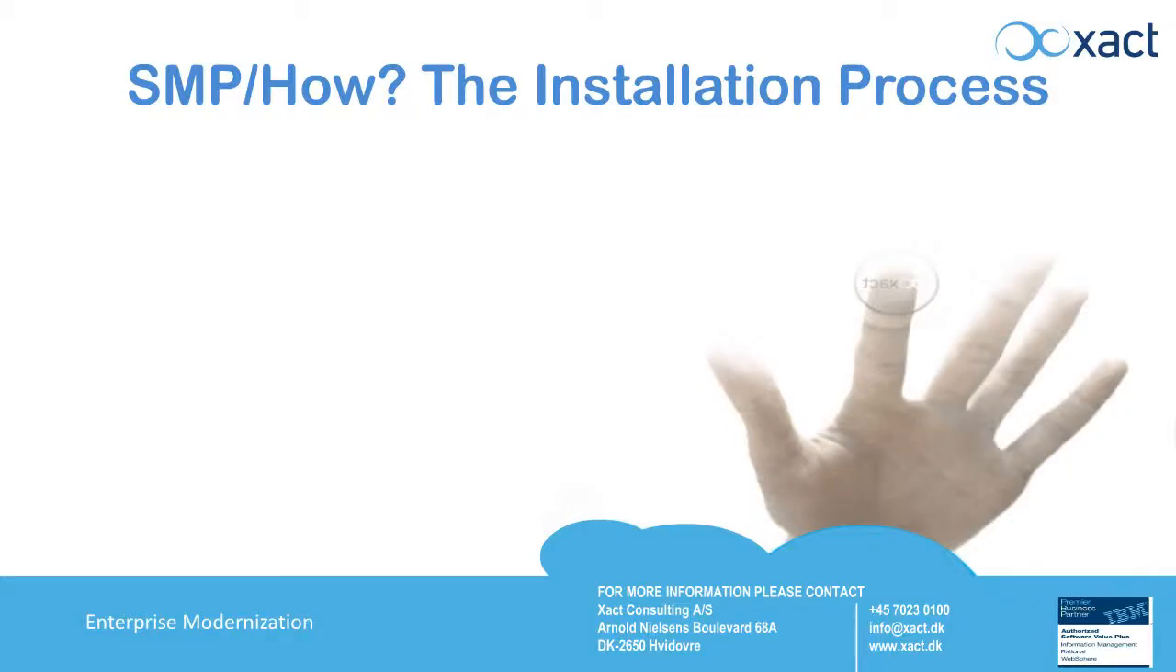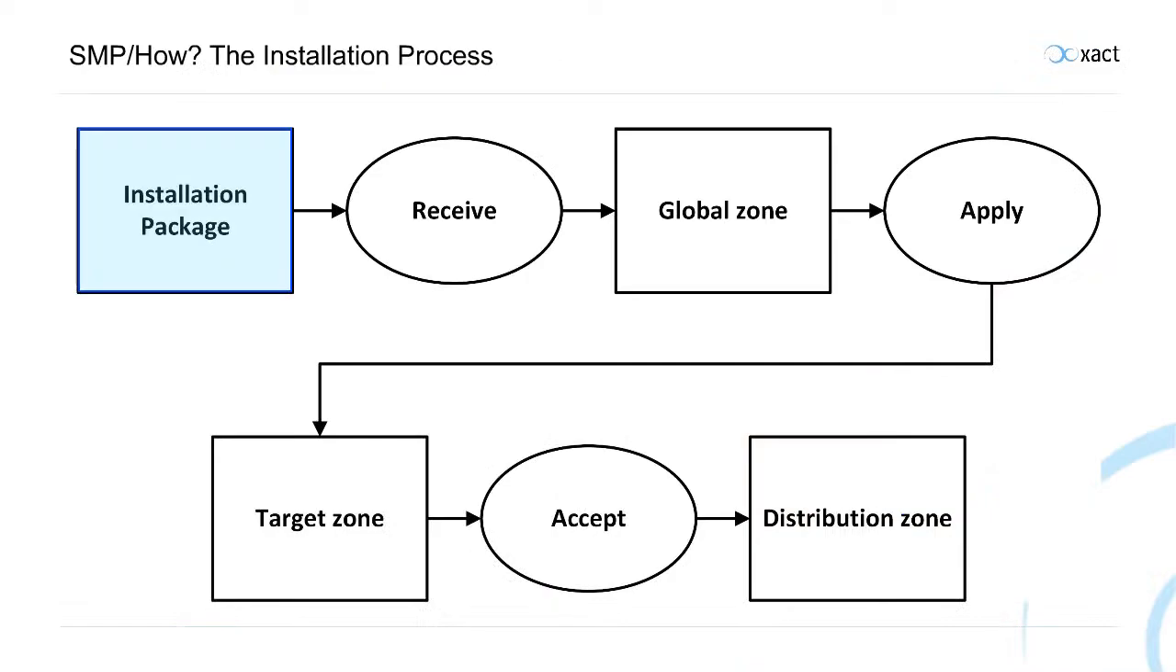The next main topic of this presentation is the SMPE installation process. You start by getting an installation package from IBM or another vendor. You receive the package into the global zone. Then you apply it on the target zone. Now you have a runnable system, so you would now configure it, test it, and if the test was successful, you would deploy it on your test and other systems.